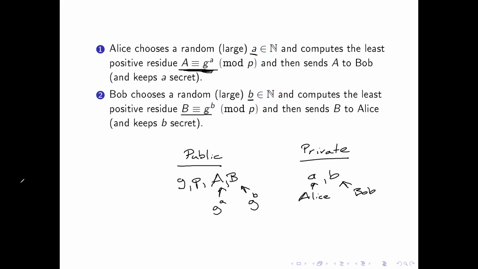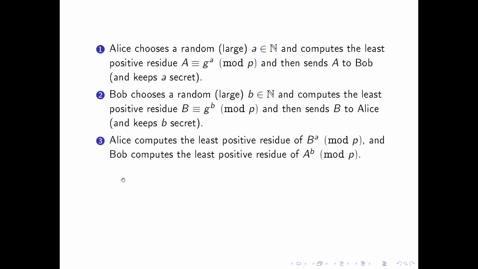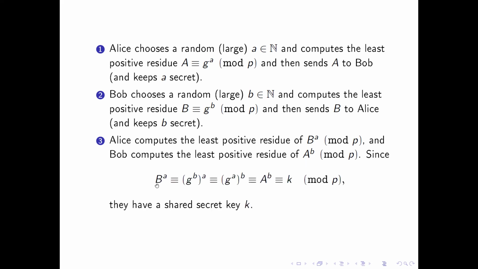Well, it's actually quite simple. I'm going to have to clear this so I can go on to my next slide. Alice takes B to the a and Bob takes A to the b. Wait a second, this is where the trick comes in. B to the a, remember B was G to the little b. Raising that to the a power is the same thing as G to the b power, all raised to the a power, which is A to the b.